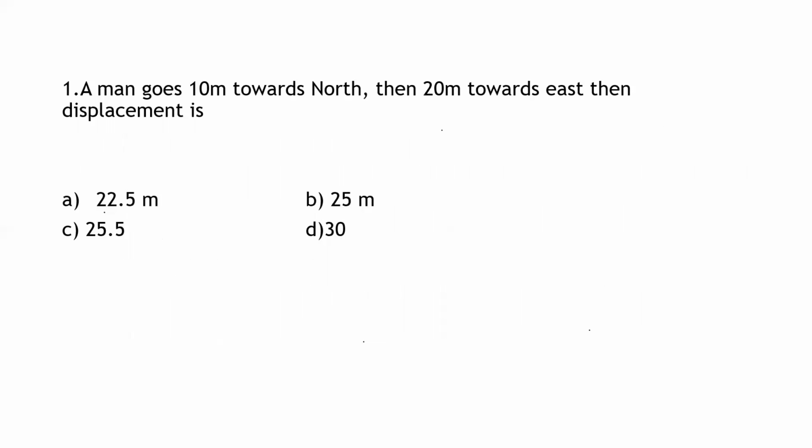The first question is, a man goes 10 meter towards north, then 20 meter towards east, then displacement is. So very nice question it is. Here what you need to calculate is the displacement of a man who is going towards north 10 meter and east 20 meter. So let us calculate.